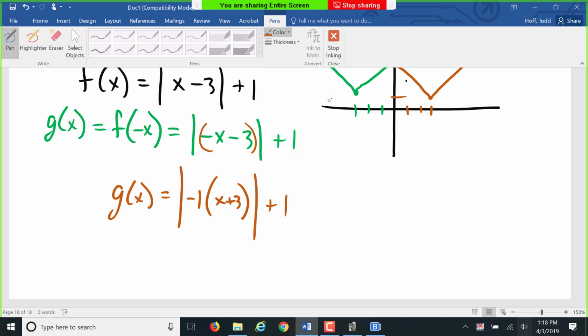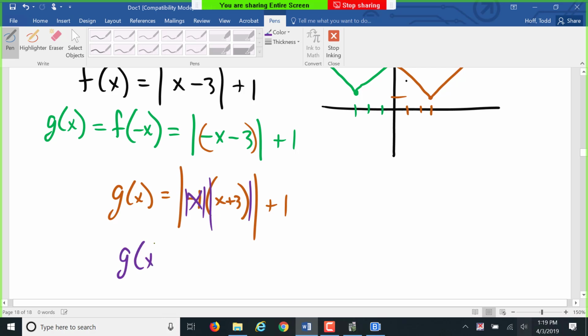Well, this is an absolute value here. So this is saying the absolute value of negative 1 and the absolute value of x plus 3. What's the absolute value of negative 1? 1. So g of x is just the absolute value of x plus 3. So just like with our parabolas, what changes here is that this went from minus 3 to plus 3.